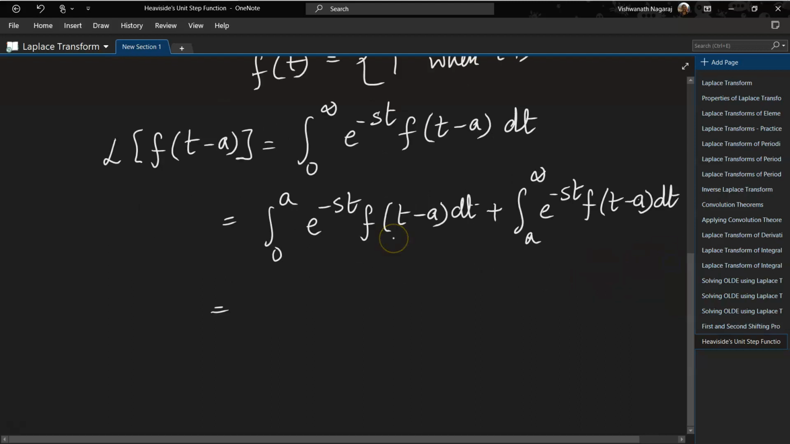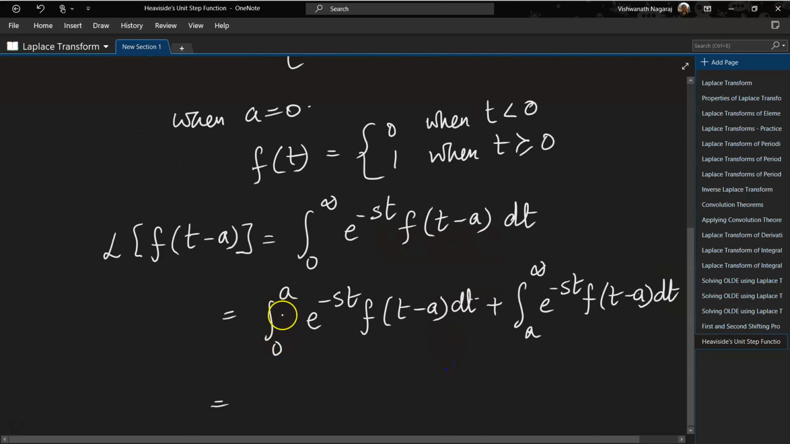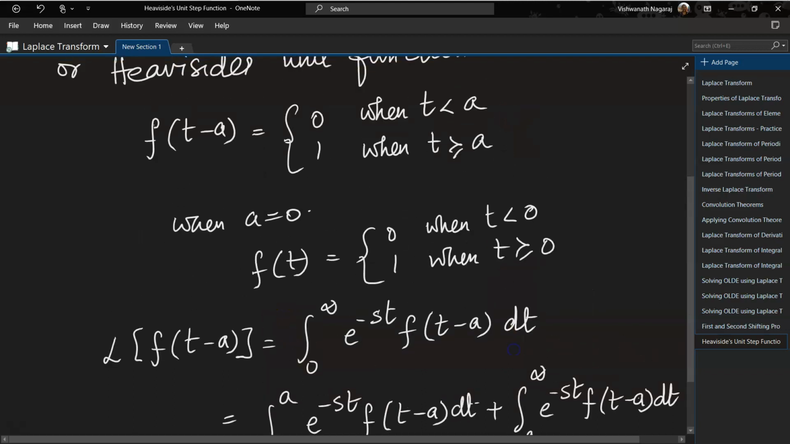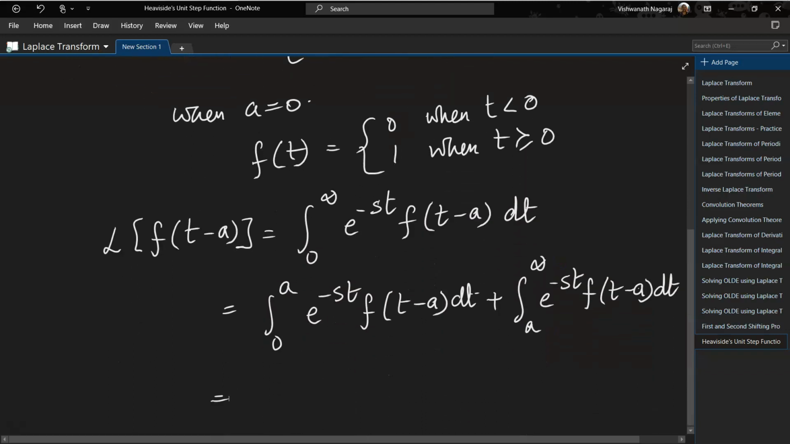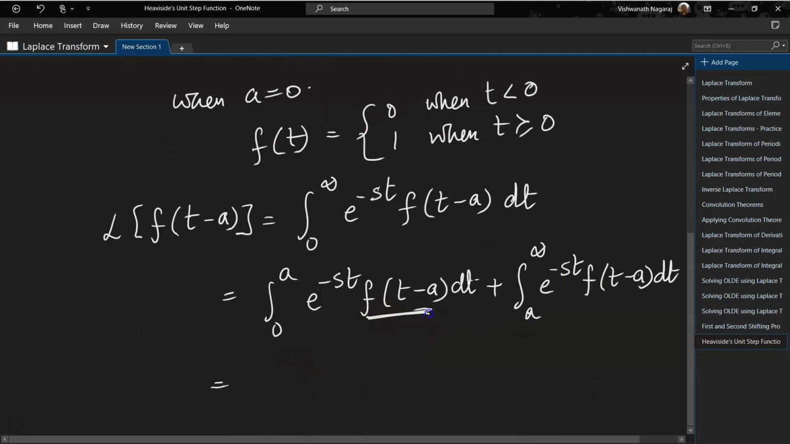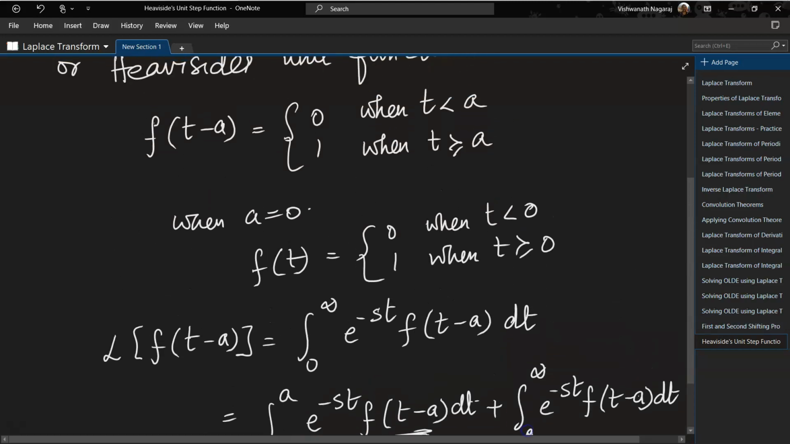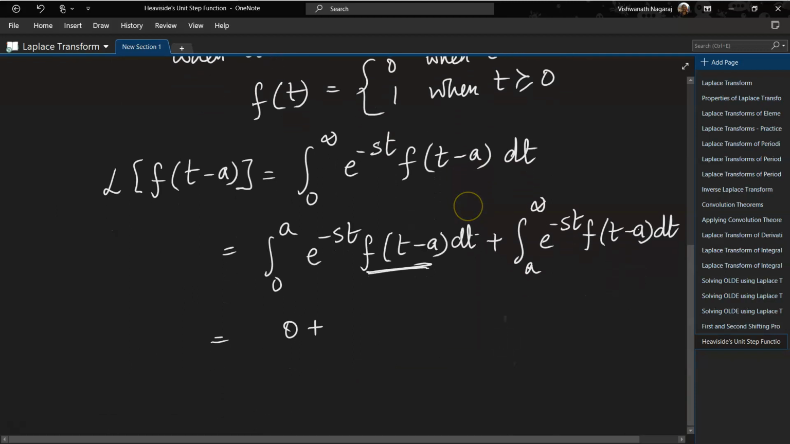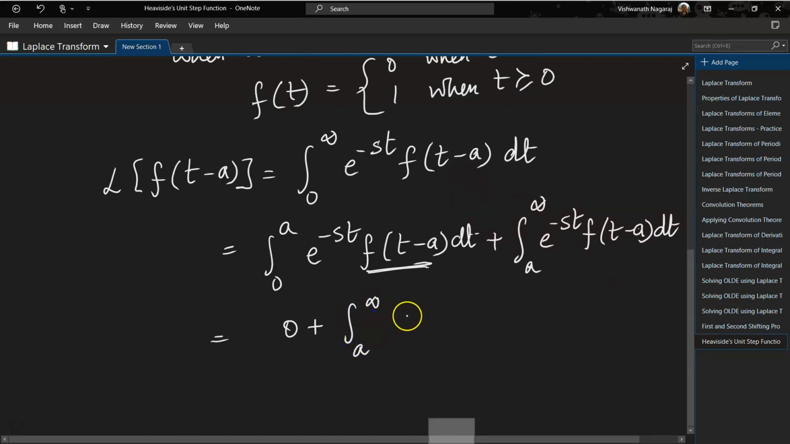Now remember, here in this case what happens? When we say 0 to a, it means t is less than a, right? So when it is less than a, its value is going to be 0. So that means the whole thing is 0. And here it is 1, right? f of t minus a is equal to 1. For the moment, let's carry it as it is: the integral from a to infinity of e to the power of minus st f of t minus a dt.